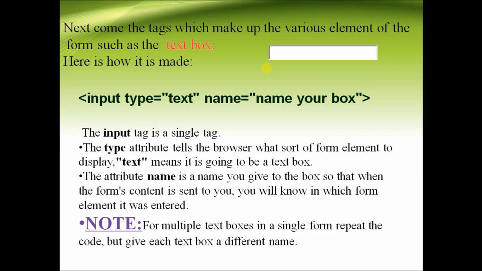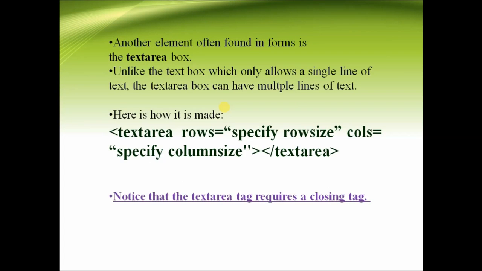The next is the input tag. This is used to specify the various types of data which is being entered by the user. Say suppose you want to create a text box. The type will be specified as text and the name variable will specify the name of your box. The text area is used to create multiple lines of text. So in this case, we will specify the row size and the column size. Notice that the text area tag requires a closing tag too.